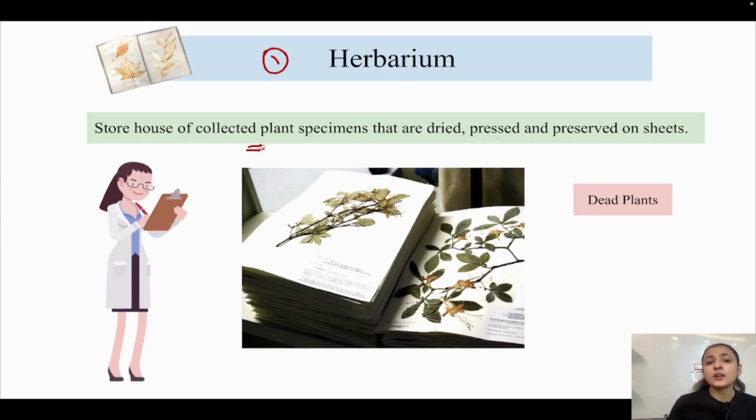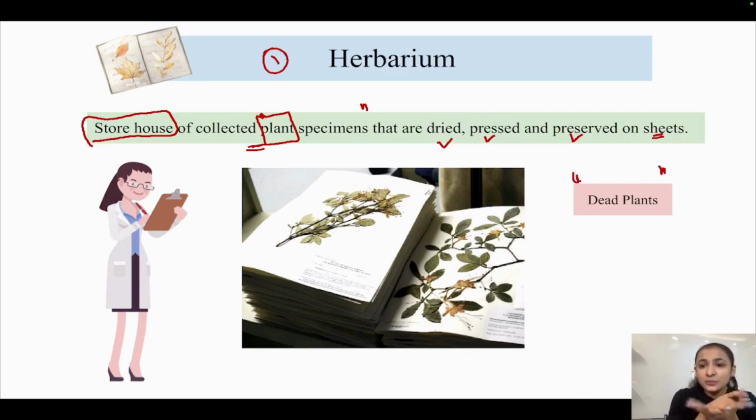What is a herbarium? Herbarium represents a storehouse, okay, of collected plant specimens. Only plant specimens are present in herbarium, okay? Only plant specimens are present that are dried, pressed and preserved on sheets. Okay, so the specimens are dead plants because they have been dried, they have been pressed in between the sheets and they have been preserved on sheets.